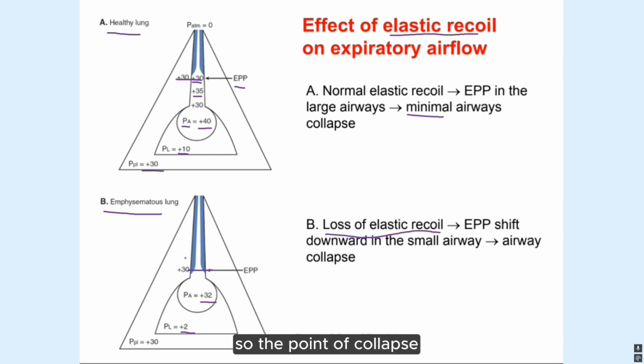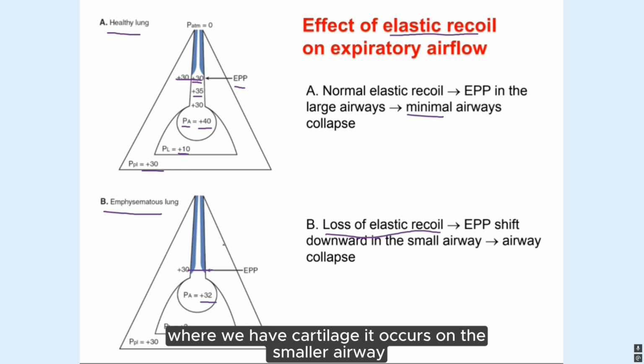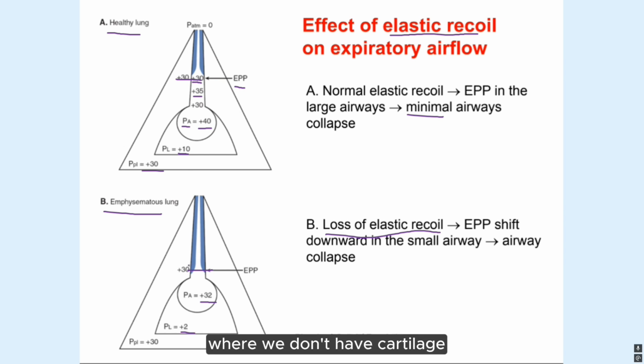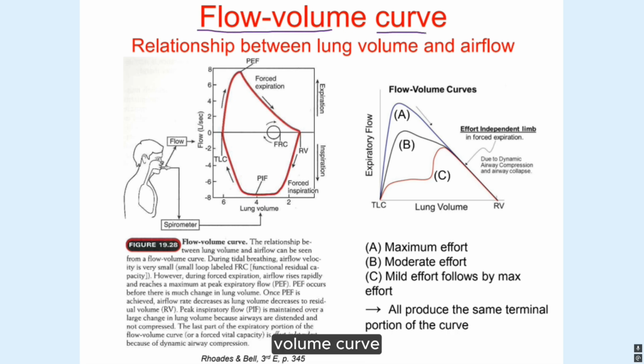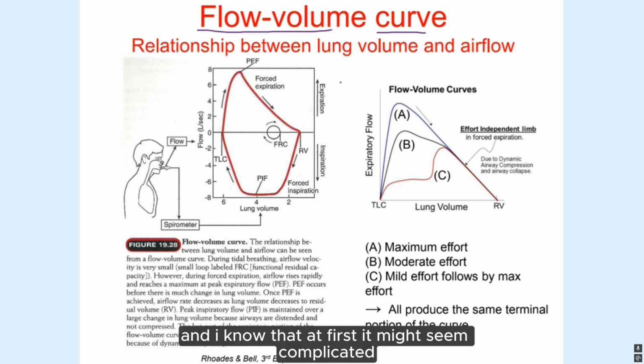So the point of collapse does not occur in the large airway where we have cartilage. It occurs in the smaller airway where we don't have cartilage. So we get a full airway collapse. So this slide introduces the concept of the flow volume curve. And I know that at first it might seem complicated, but trust me, it's a lot easier than you think.